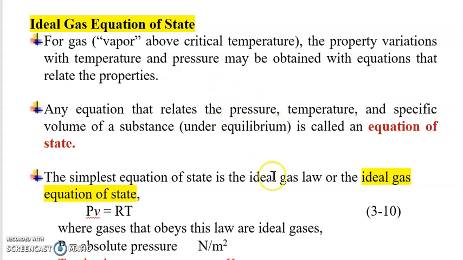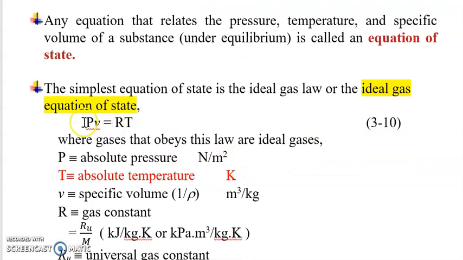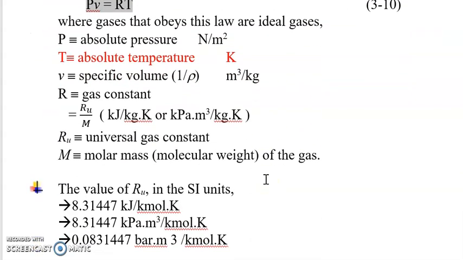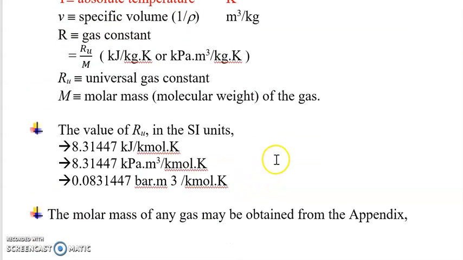So, any equation that relates the pressure, temperature, and specific volume of a substance under equilibrium is called an equation of state. The simplest being the ideal gas equation of state. I'm sure you have seen this in your high school. Yes. P multiplied by the specific volume is equal to RT, and T, mind you, is in Kelvin. Many students in the past have made a mistake of not changing the Celsius into Kelvin. It's a huge error there, a careless mistake. So the rest are given. You have seen this before in your high school. You should.